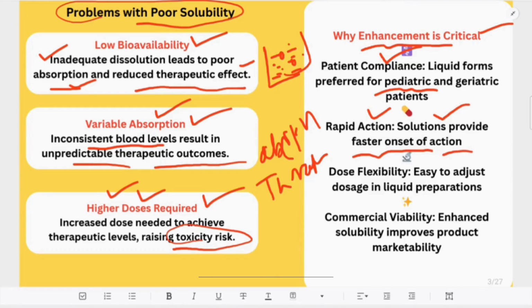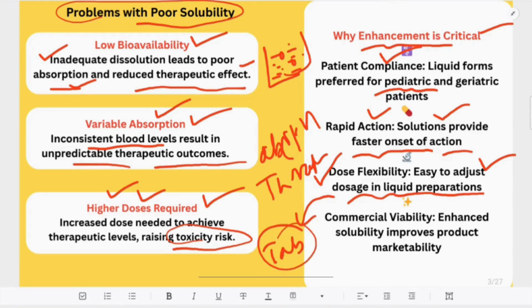And here we can achieve dosage flexibility also. So we can adjust the dosage as per our need. It is not possible with the unit dosage form, that is the tablet. Then commercial viability. Enhanced solubility improves the product marketability. Means if there is enhanced solubility, then there is good absorption of the drug in the body, then enhanced therapeutic effect, which will create a good impact on the product performance.